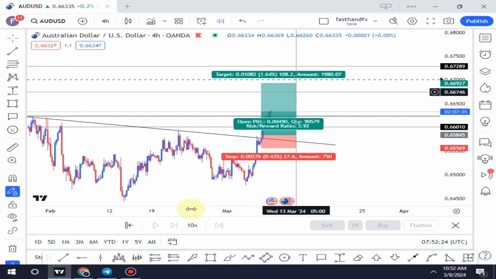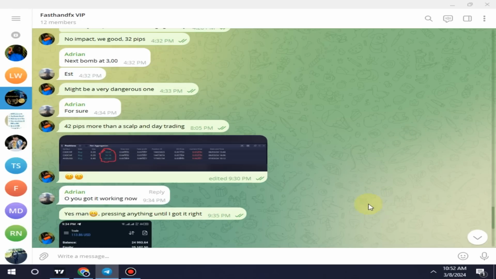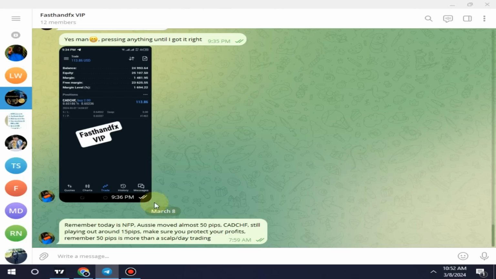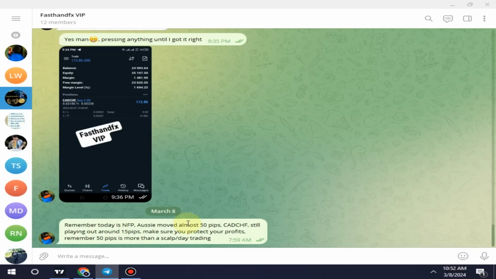Okay, so basically Aussie USD has moved around 50 pips, but today is NFP. You understand, NFP, you are on the US dollar, so things might be crazy. We might lose our profit, or the market might still continue shooting all the way to our favor. But look at this. I told my gang in the morning, remember today is NFP, and Aussie moved almost 50 pips. CAD CHF still playing around 15 pips. Make sure you protect your profit. Remember, 50 pips is more than a scalp or a day trading thing.